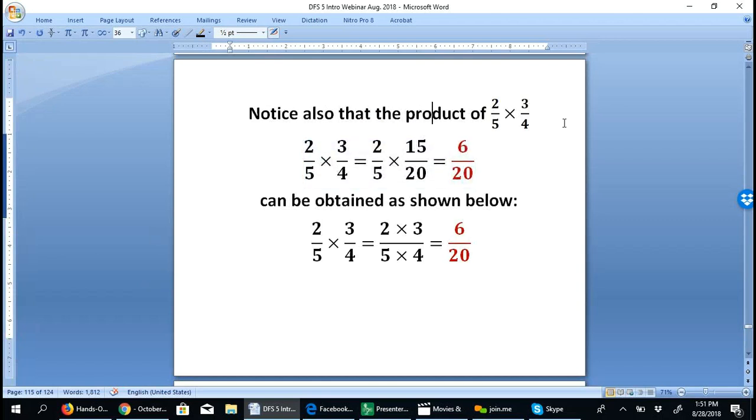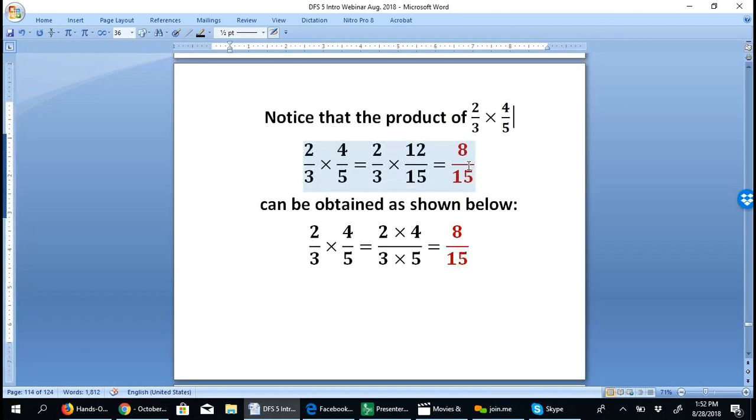Okay, this is a new one. Let's take 2/5 of 3/4. You cannot take a fifth of 3/4. So let's change 3/4 to 15/20 by multiplying the 3 and the 4 by 5. So now we can take 2/5 of 15/20. A fifth of 15/20 is 3/20, times 2 is 6/20.